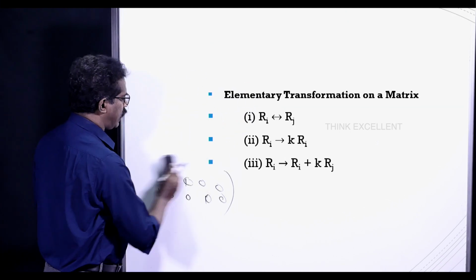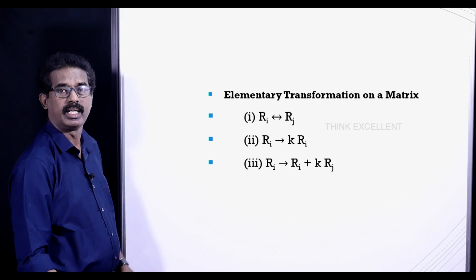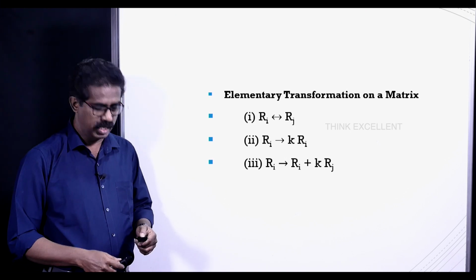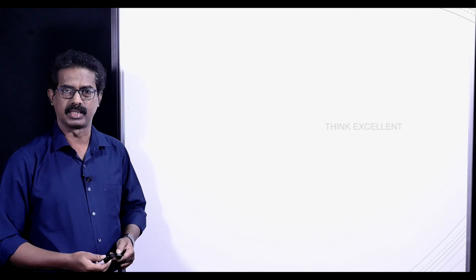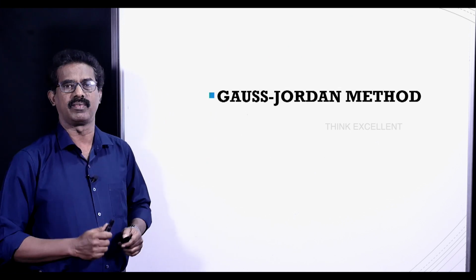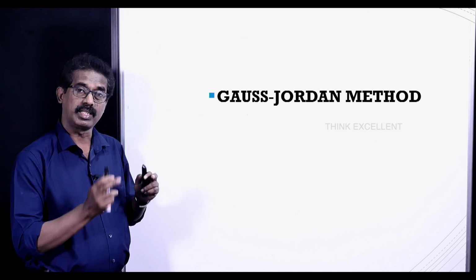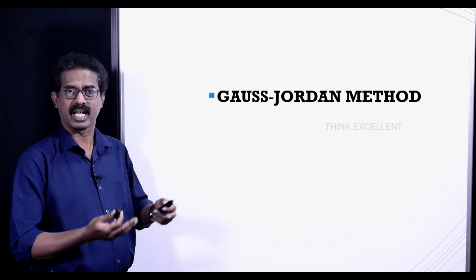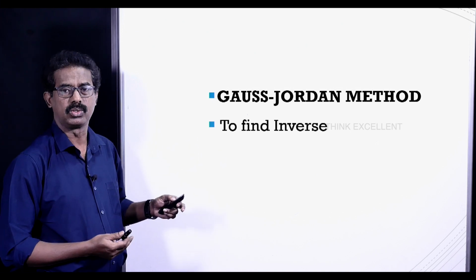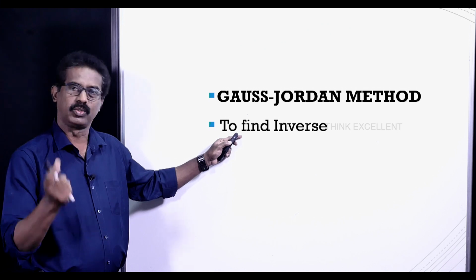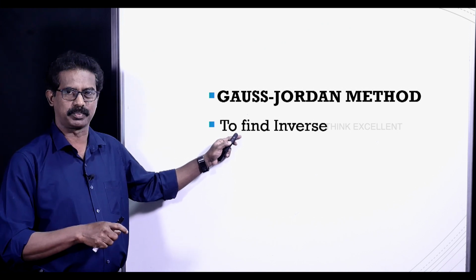So to find rank, two methods we studied. One is determinant method, another method is elementary transformation method. So we are going to do sums based on that. And one more thing we are going to study, Gauss-Jordan method. The first two used to find rank, right? But this is used to find inverse. This is used to find what? Inverse of a matrix. To find inverse, already you studied two methods.